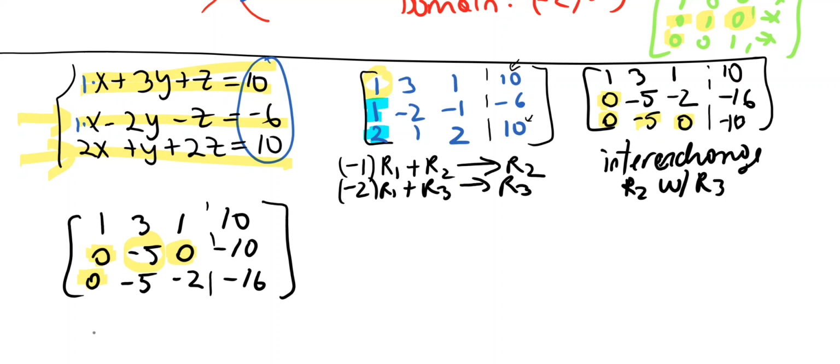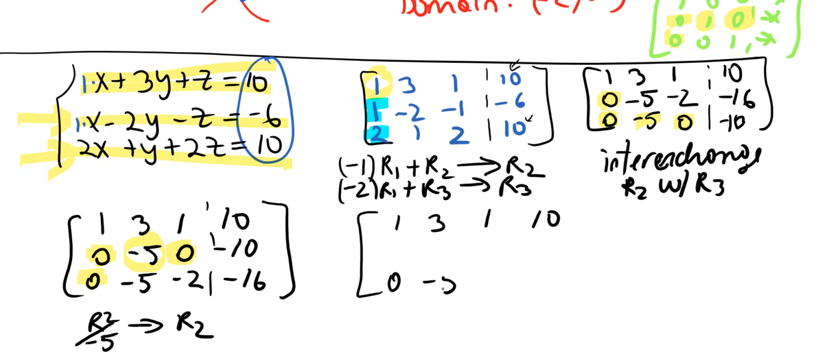So row 2 divided by -5 becomes my new row 2. So I'm dividing row 2 by -5. Row 1 stays the same, and row 3 stays the same because I didn't do anything to row 3. The only thing that changes is row 2, which got divided by -5. 0 divided by -5 is 0. -5 divided by -5 is 1, because that's what I wanted. I wanted this to be a 1. And then 0 divided by -5 is a 0. And then -10 divided by -5 is a 2.